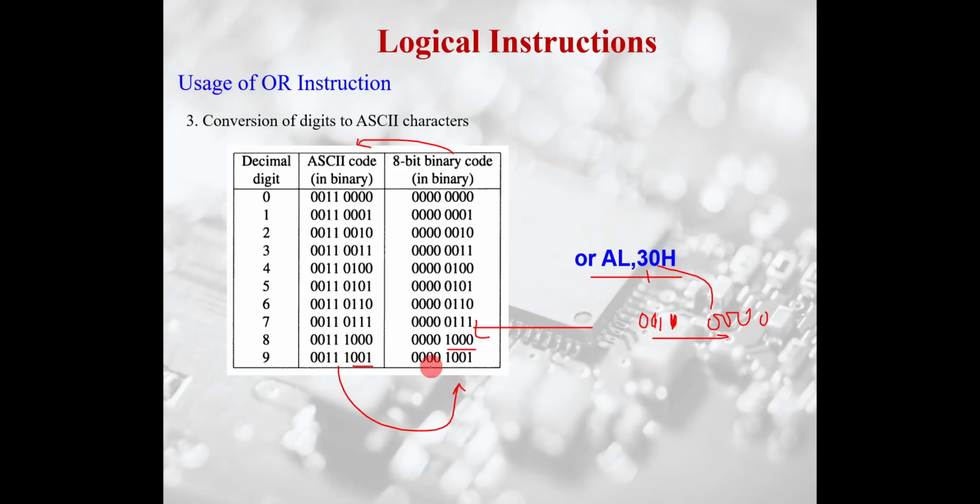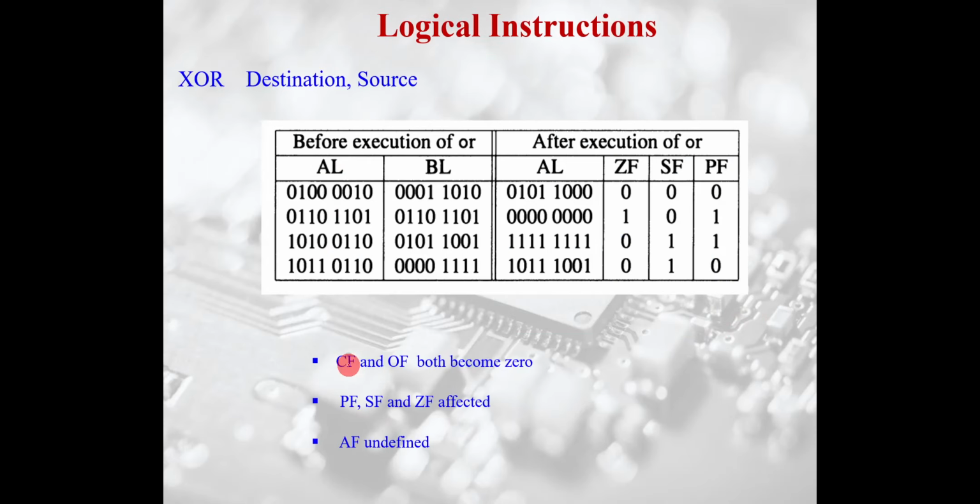Whereas here it is all zeros, but you are doing an OR operation with 0011. So this 3 gets inserted here, so this number gets converted into the 8-bit number, converted into ASCII code. Okay, so this is another option. Similarly, I can have XOR.